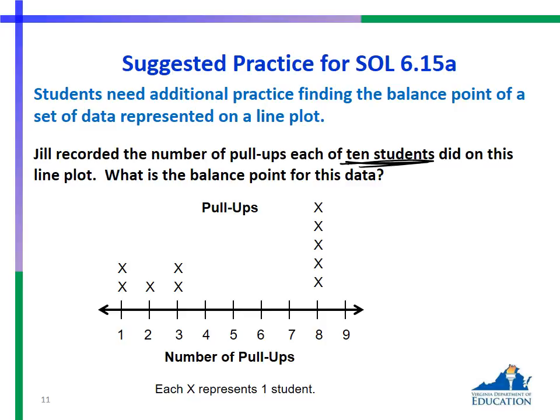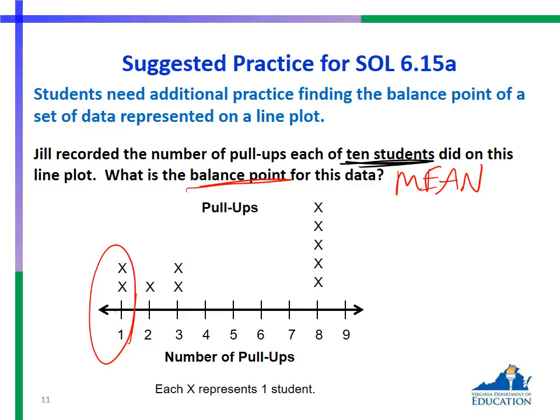Now we have to figure out the balance point. So we have to figure out what the mean is for the balance point. This is going to take a little bit of time, but I know you're going to be able to do this. Each X represents the number in the category here. So a great first step is to write out all the data. We're going to write out 10 numbers.